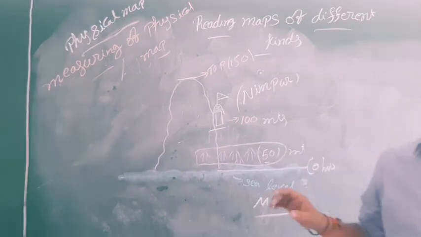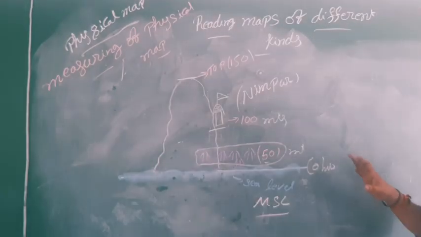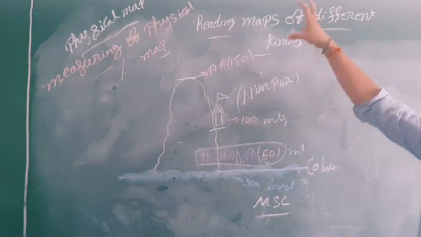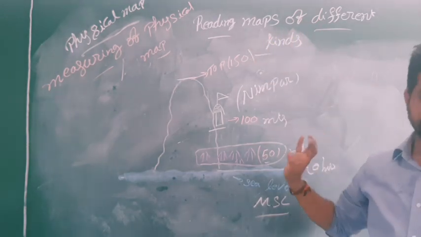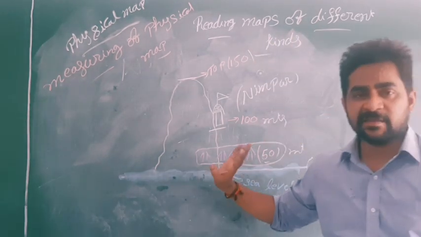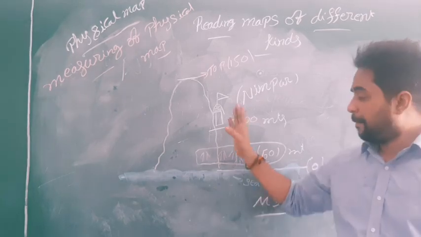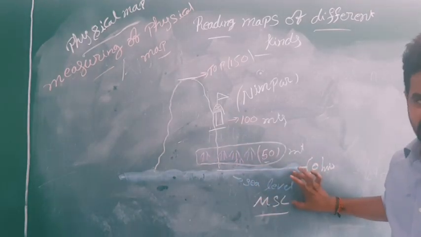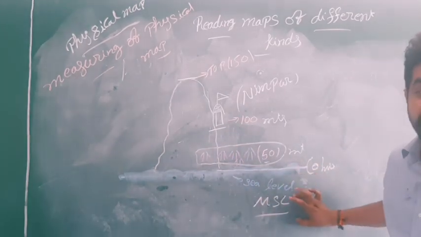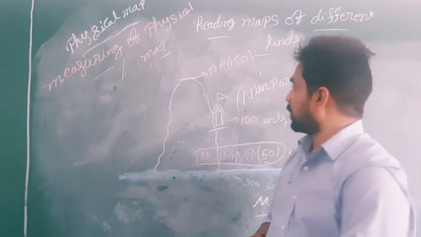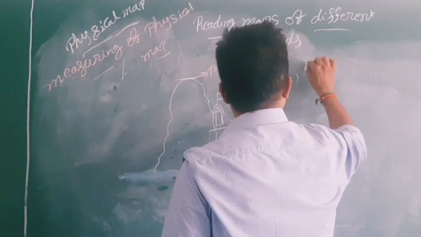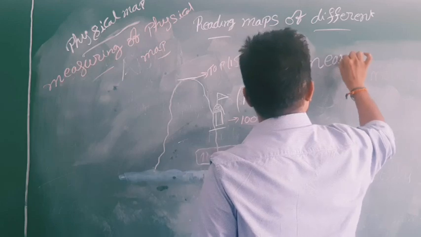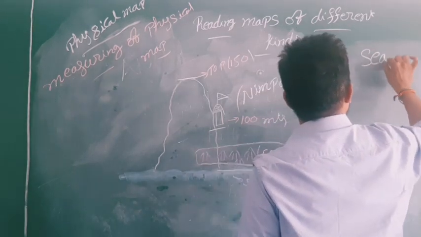One more time, I am going to explain how we measure the physical map. Physical maps are always measured based upon the sea level. Sea level in the sense of mean sea level. What is called mean sea level? MEAN, mean sea level.